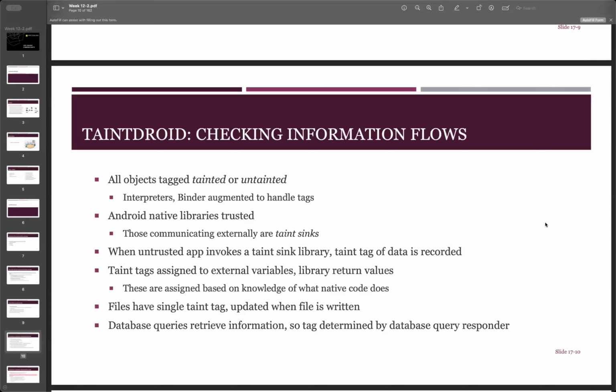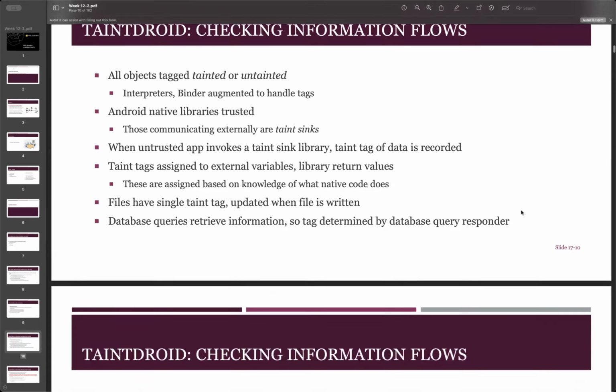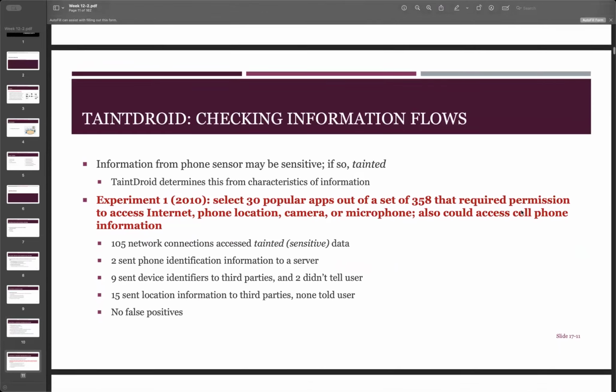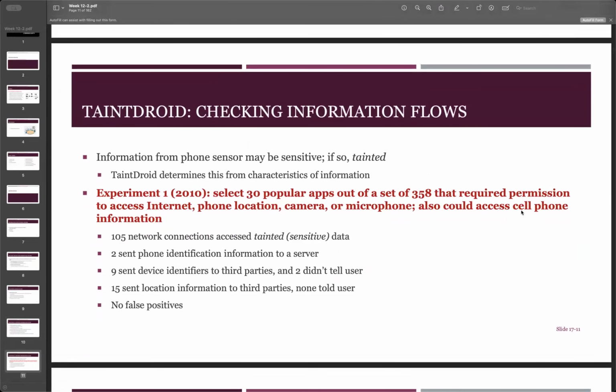So that's the way. And of course, for the data, we have a database query to retrieve the data. So the tag we can determine by the database query response. So that's the way of tracking the flow. And the information from the phone sensor may be sensitive. So if, say, we attend, it will be like a job. So it will be determined from the characteristic of the information.